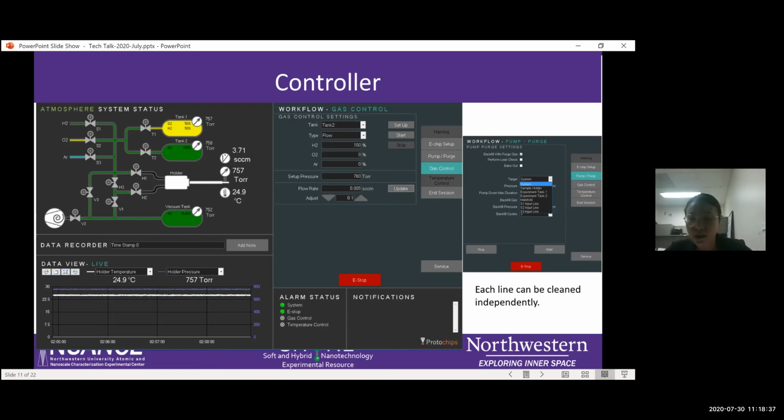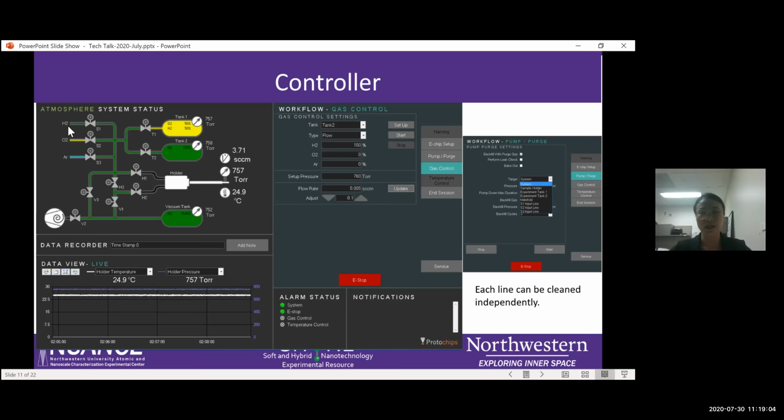For the target system, you can pump part of the whole system, and here you can pump or clean each part of the whole gas control system. Like the gas holder, you can pump part of the holder, you can pump part of tank 1 or tank 2, or even for the gas input lines, S1, 2, 3, you can also clean them.